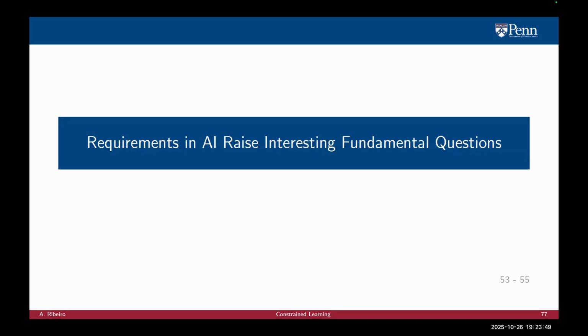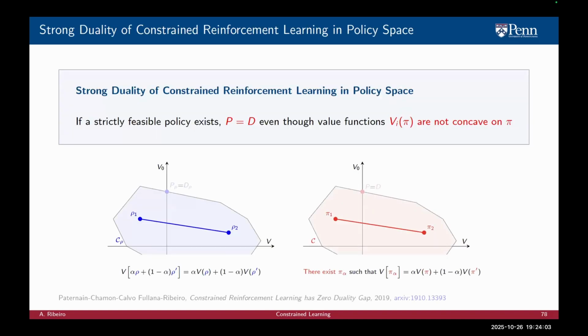And finally, I like to say that we do it because it's useful, but also because it's fun. And requirements in AI do raise a number of interesting fundamental questions. I've covered here the three that I have been able to find, but by no means do I believe these are the only things that make this problem interesting. First is that even though these problems are non-convex, they have either null or small duality gaps.